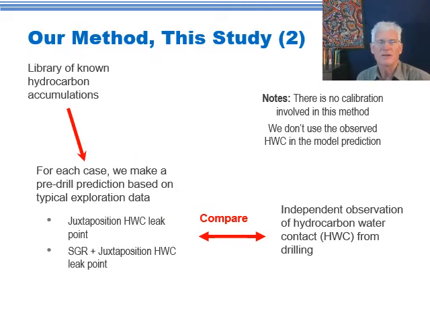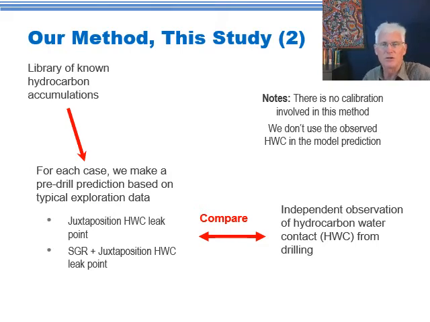So just going back then again, reviewing it again, our method in this study is we take our library of known hydrocarbon accumulations. For each case, we make a pre-drill prediction based on typical exploration data, and that means we come up with a juxtaposition hydrocarbon water leak point. We come up with a secondary or shale gouge ratio plus juxtaposition hydrocarbon water contact leak point, and then we compare those with the independent observations that are from drilling.